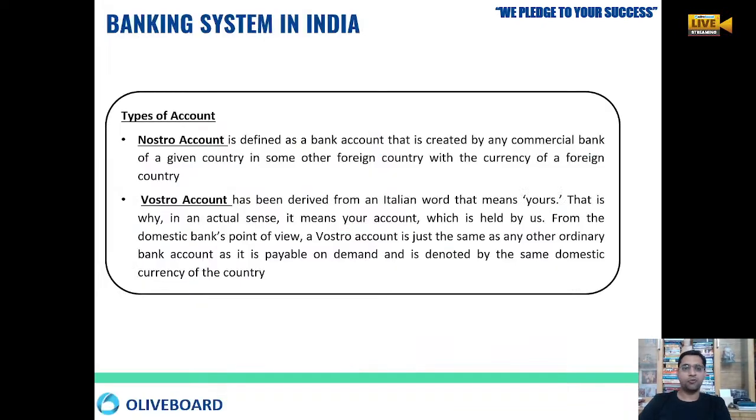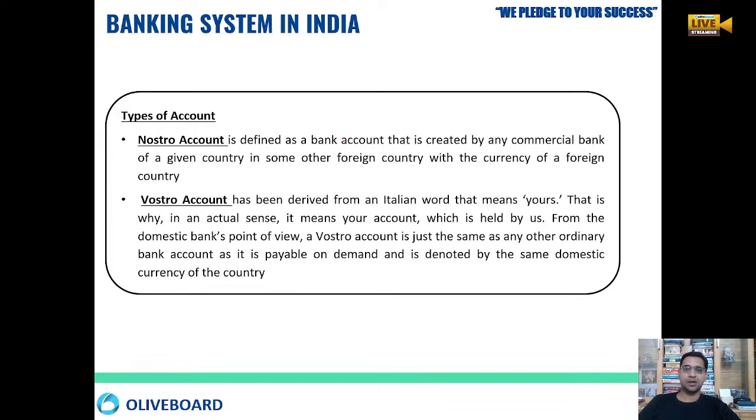Now Nostro Vostro account. Nostro and Vostro account is a type of account in which the transactions happen between bank to bank. One bank keeps its account in another bank, and the other bank's account is kept with this bank. So this is the purpose of Nostro and Vostro account.